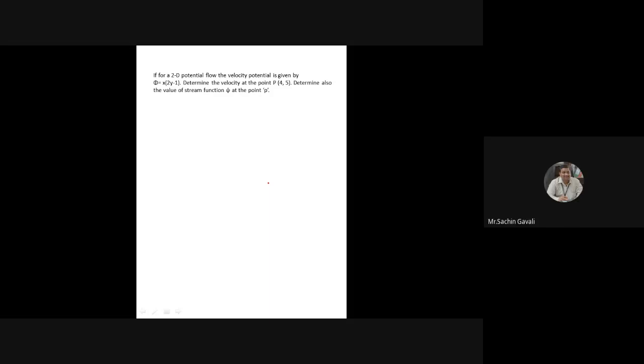Okay. Now, if a two-dimensional velocity potential function is given by phi is equal to x into 2y minus 1, determine velocity at point. So first part I think very easy. That is not that much big problem. Only second part, determine also the value of stream function psi at point P. For that we have to find out the expression for psi. Okay, first we'll go for simplicity. So solution.